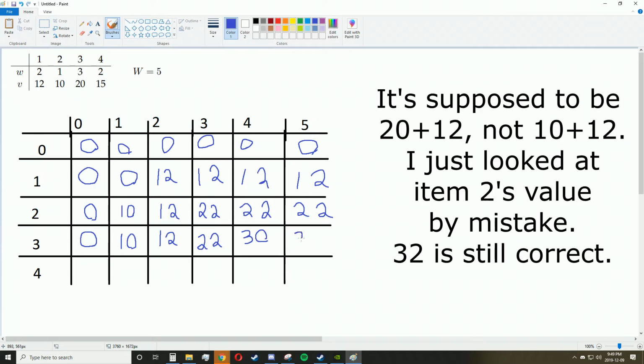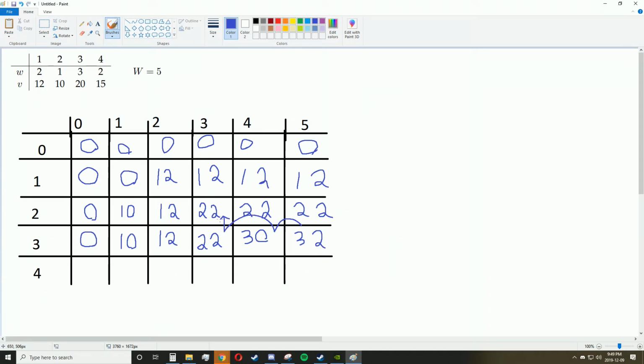Well, this is going to be 32 because we're going to add 10 plus the 22 here. I think I've been going back 3 when I meant to go 4 or 2. But it's going to be 32 because 10 plus 22 is 32. 32 is greater than 22. So we do that. All right, number 4.